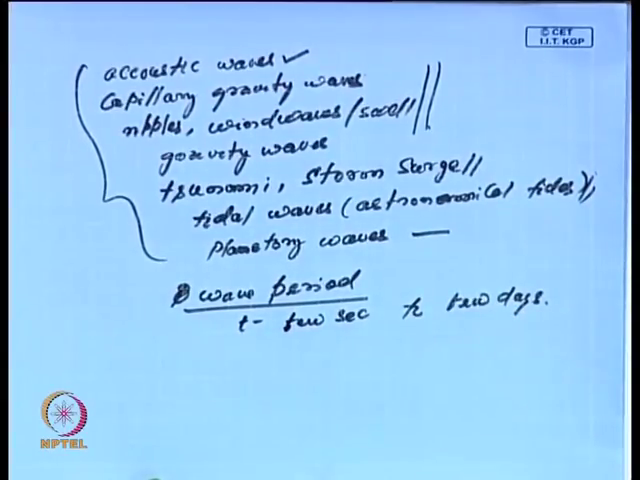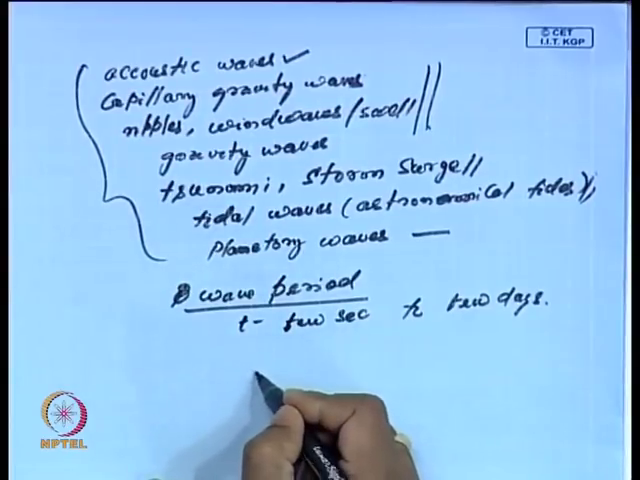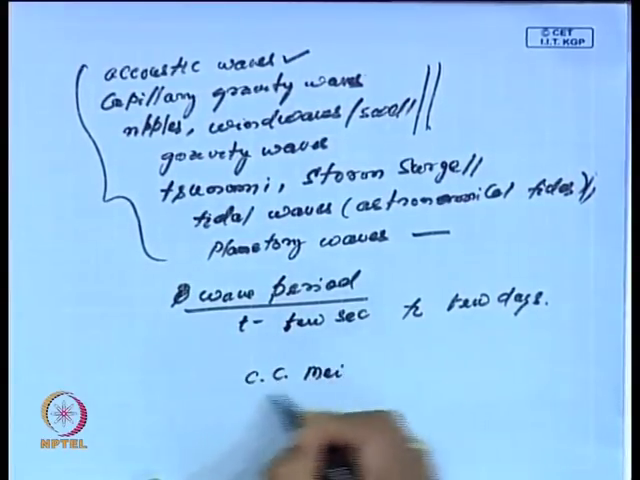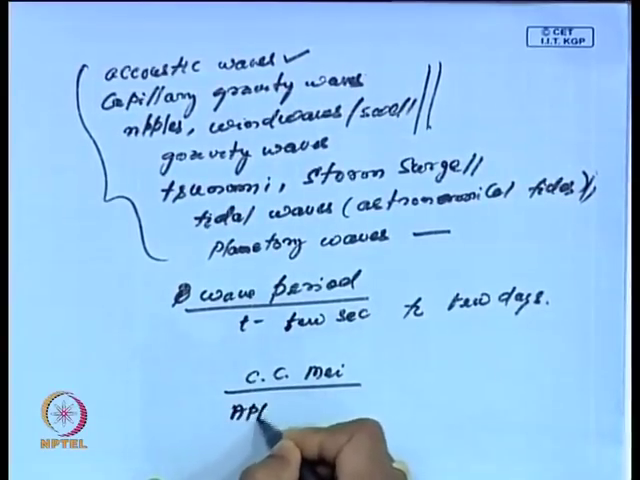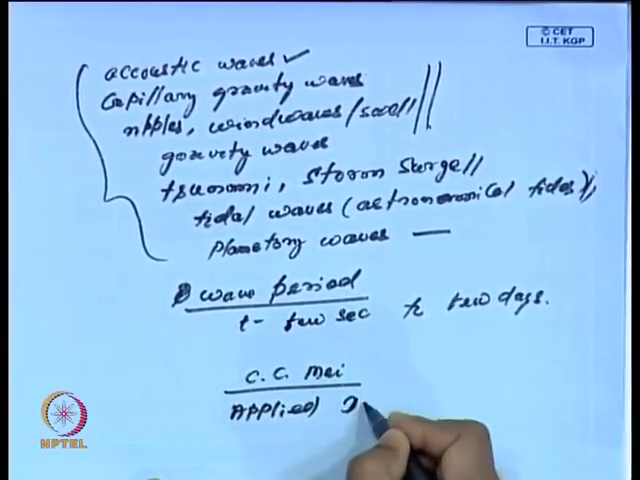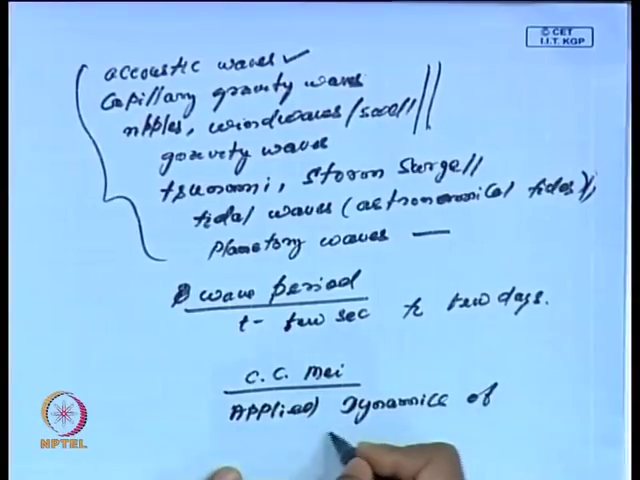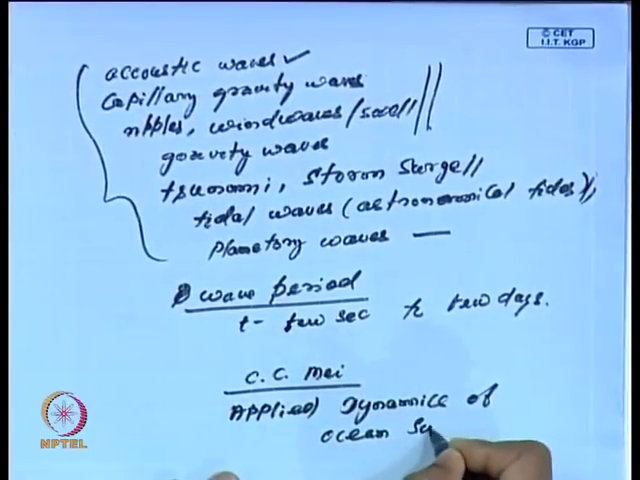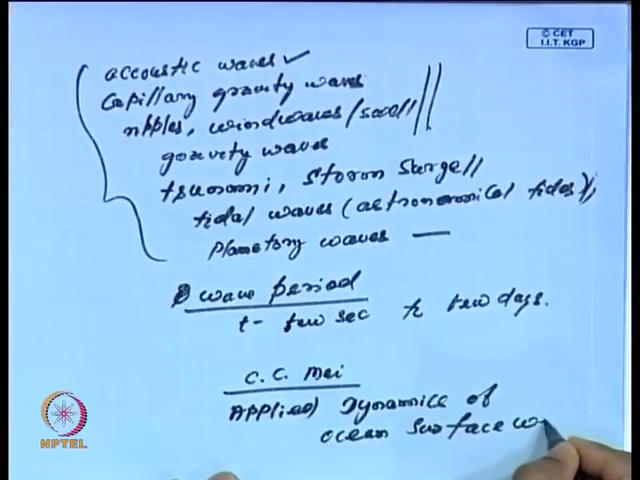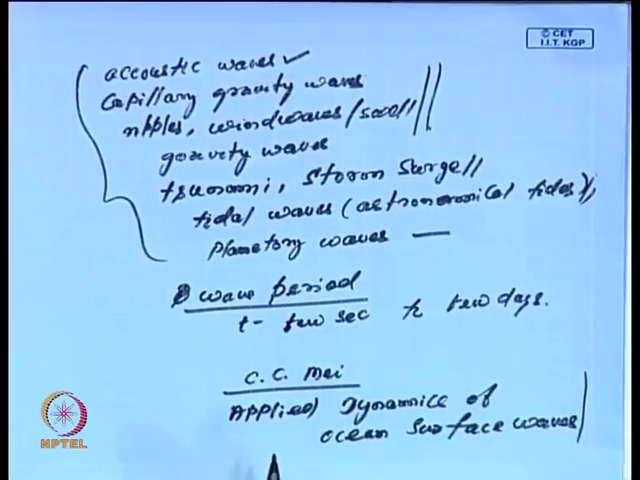If you look for the details, one can find them in the book by CCMI, Applied Dynamics of Ocean Surface Waves. There it has very nicely described the various types of waves, the restraining forces acting on them, the typical period of these waves, and where and how they occur. I will just say this briefly.